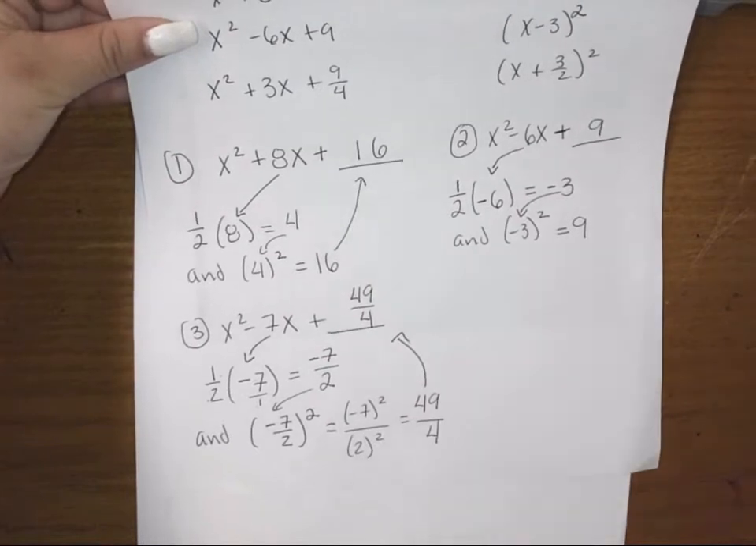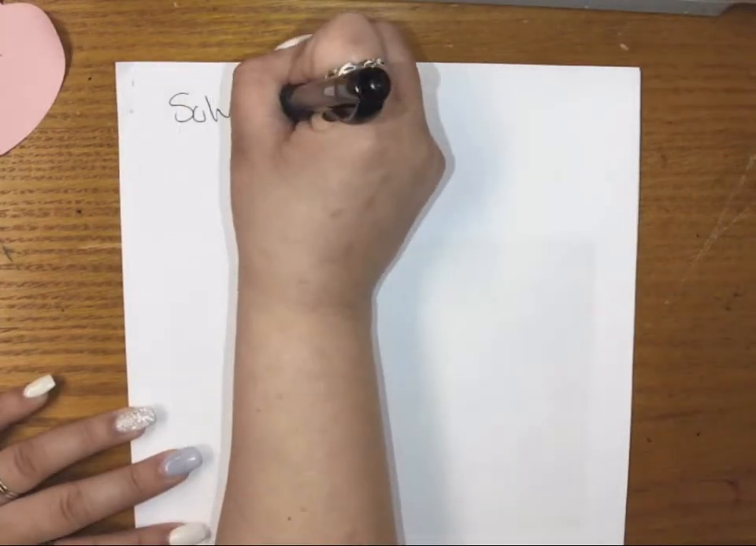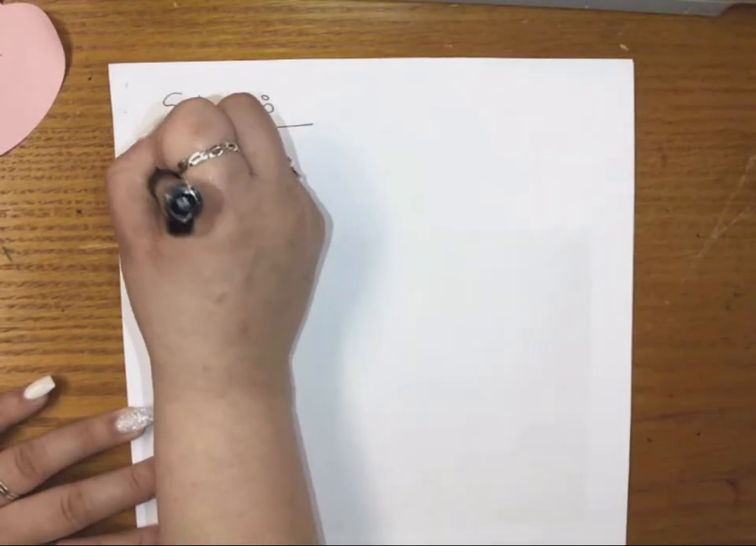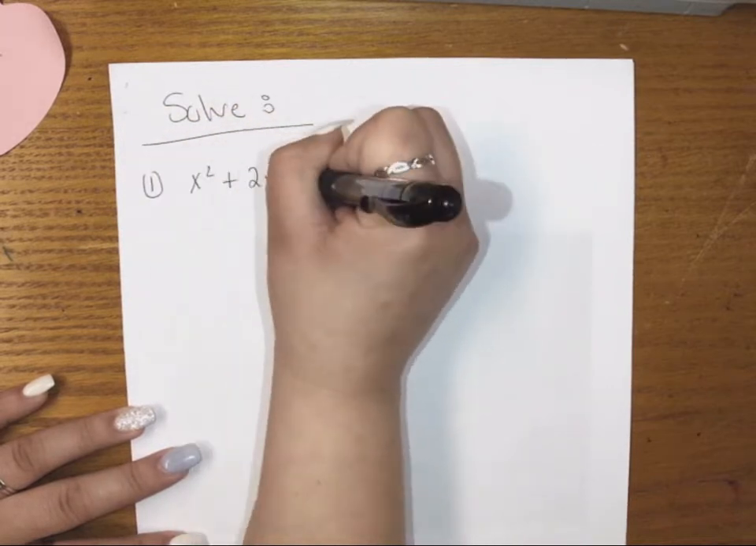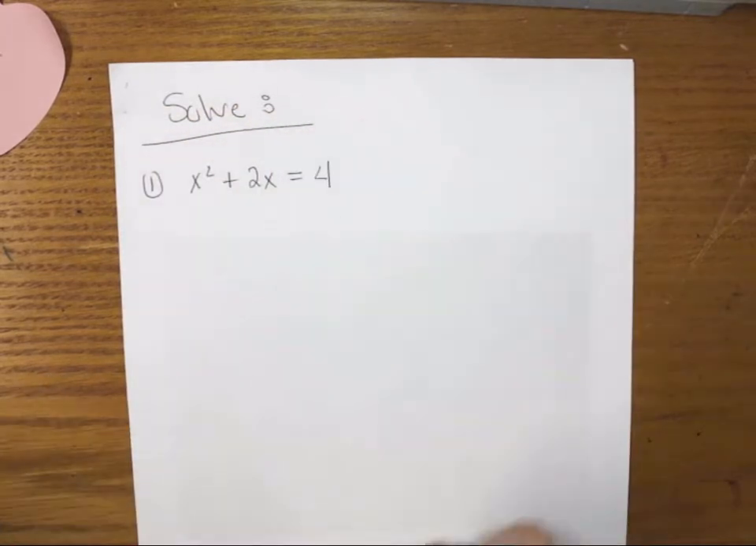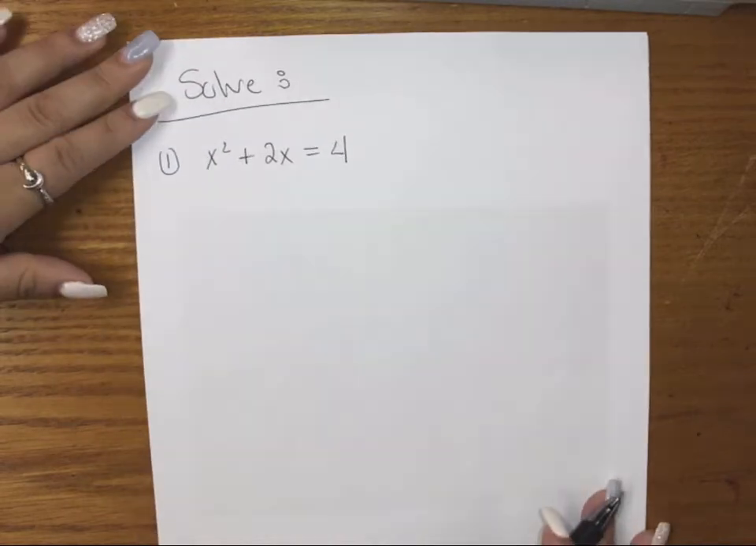So now that we have some practice on how to do this, we're ready to go ahead and solve a few problems. So we're going to be solving the following problems. So let's start by solving x squared plus 2x equals 4. So we want to solve this quadratic by the specific format of completing the square.